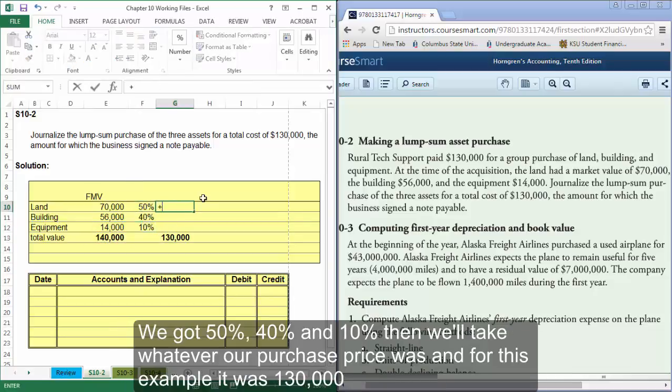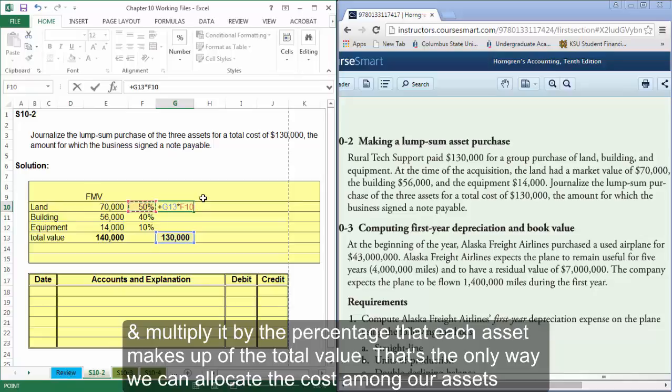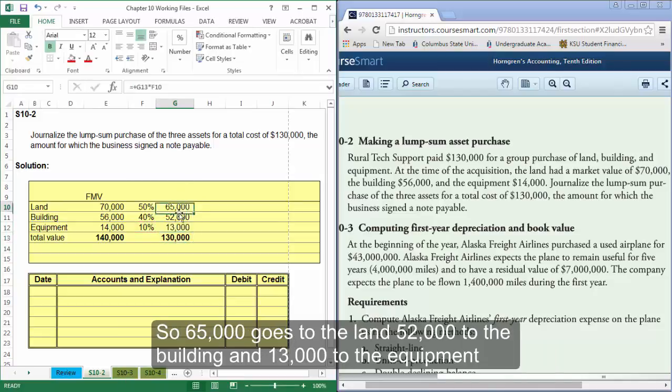Then we'll take whatever our purchase price was, and for this example it was $130,000, and multiply it by the percentage that each asset makes up of the total value. Okay, that's the only way we can allocate the cost among our assets. So $65,000 goes to the land, $52,000 to the building, and $13,000 to the equipment.